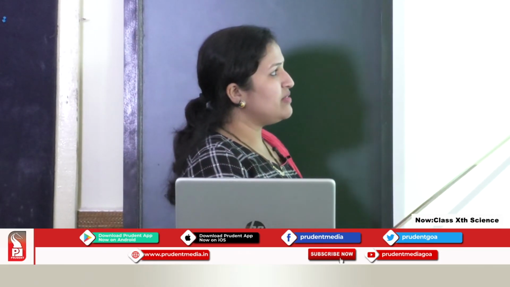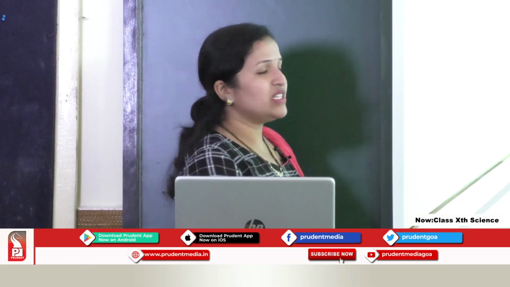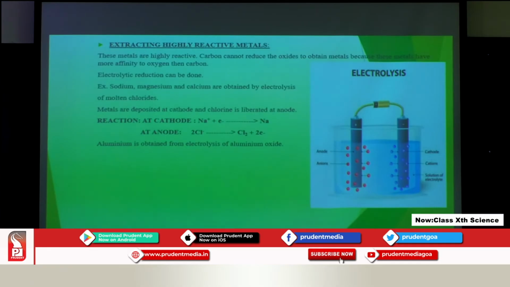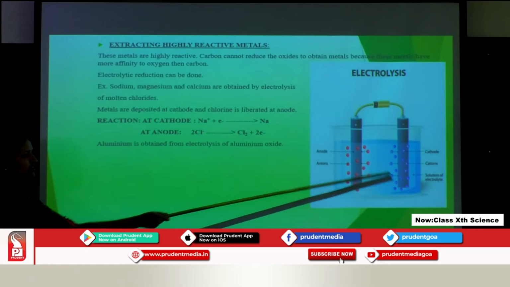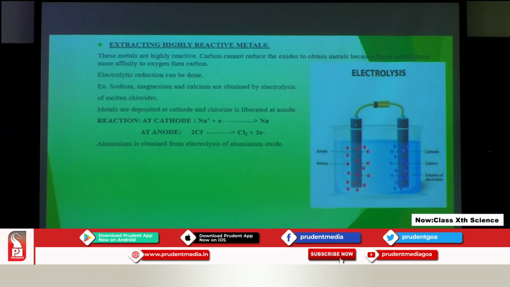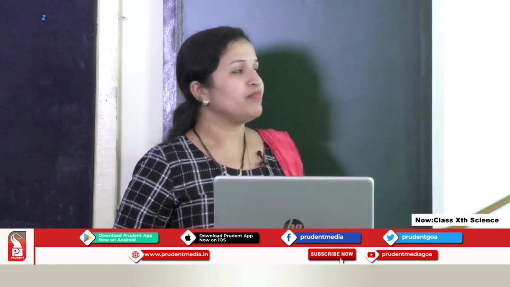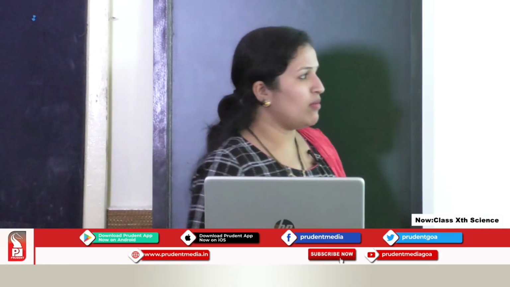What will the Na plus do at the cathode? Na plus will take one electron and it will deposit on the cathode. Why only on the cathode? Because it is Na plus, a positive ion, and the cathode is the negative electrode. So, opposite charges will get attracted. So, sodium will deposit on the cathode. So, by this process we can easily obtain sodium in a pure form.